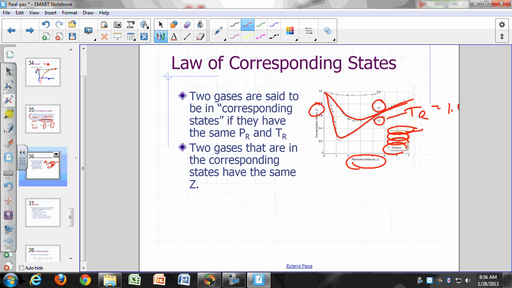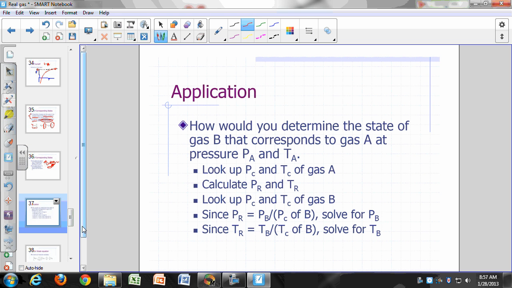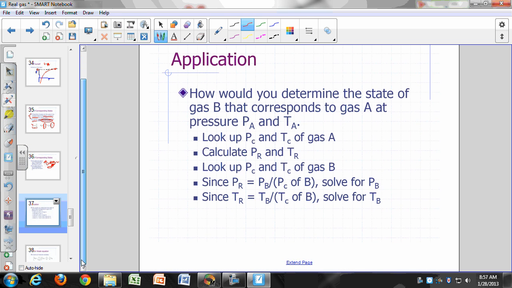So we say that two gases are in corresponding states if they have the same Z. At the same reduced pressure and reduced temperature, you would expect two gases to have the same Z. Of course, there are exceptions, but this is a very good tool for us, especially for predicting things.